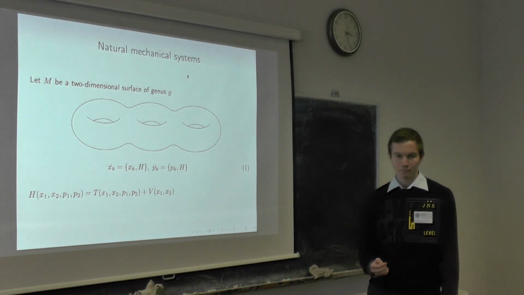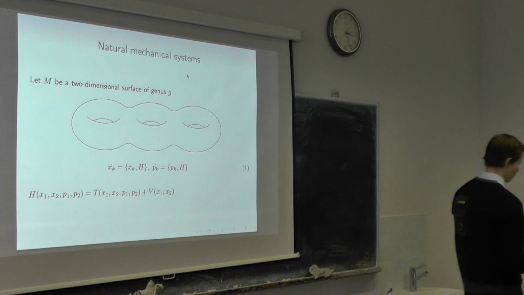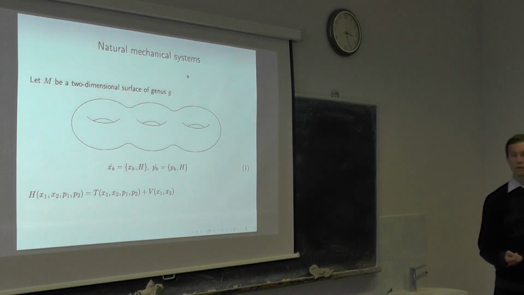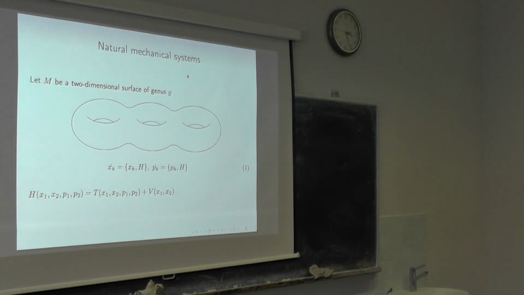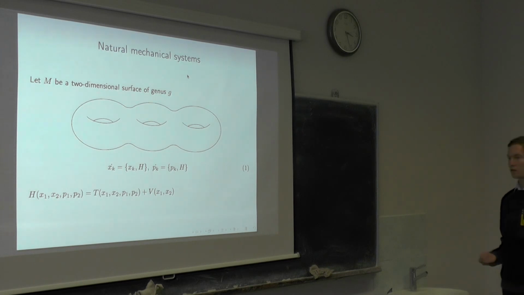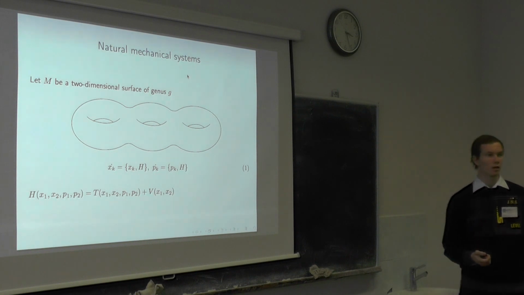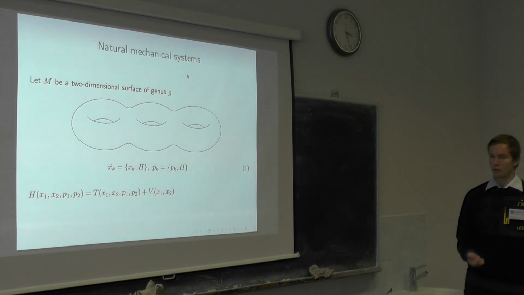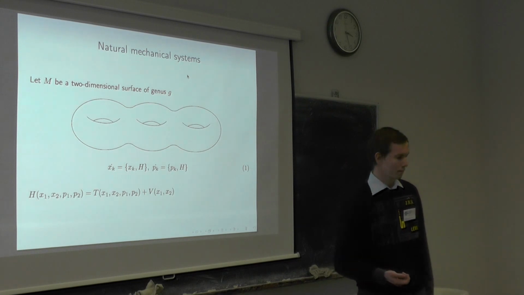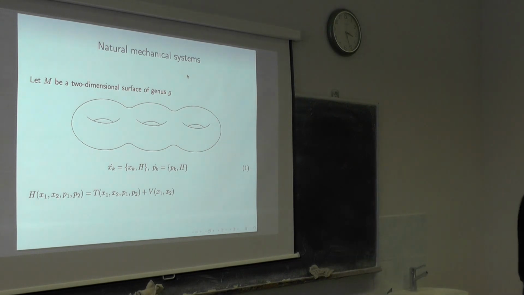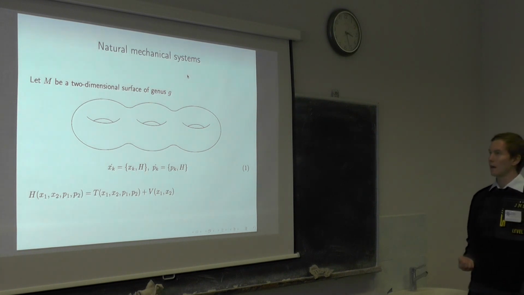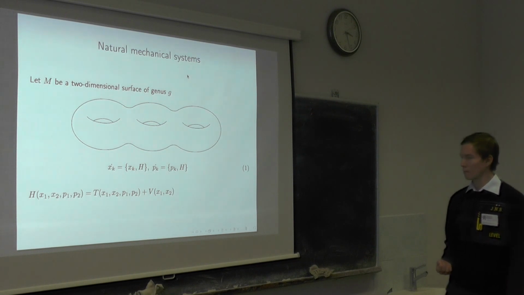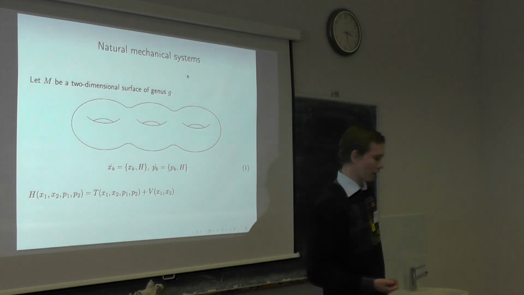If one considers a particle on a two-dimensional surface with initial position, initial velocity, then it is well known that with no external forces, it will be moving right along geodesics. Of course, if we add some certain initial field, then the motion will be more complicated. And such systems are called natural mechanical systems.